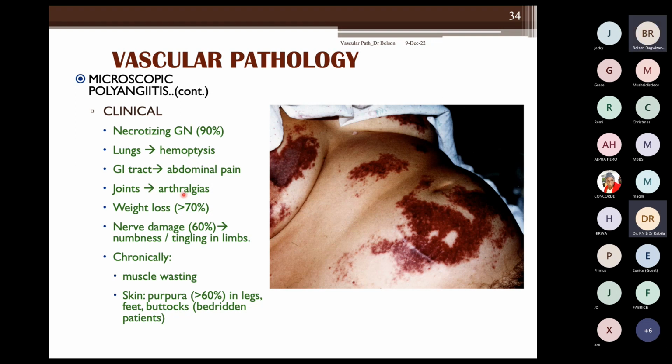So joint arthralgia and weight loss occur in more than 70% of cases. Nerve damage would be seen as numbness or tingling, almost the same in the limbs. If it is there for a long time, there will be muscle wasting, which is different from ordinary thinning or being on a diet. So purpura, again, here you can see on this abdomen and on the breast of this woman.